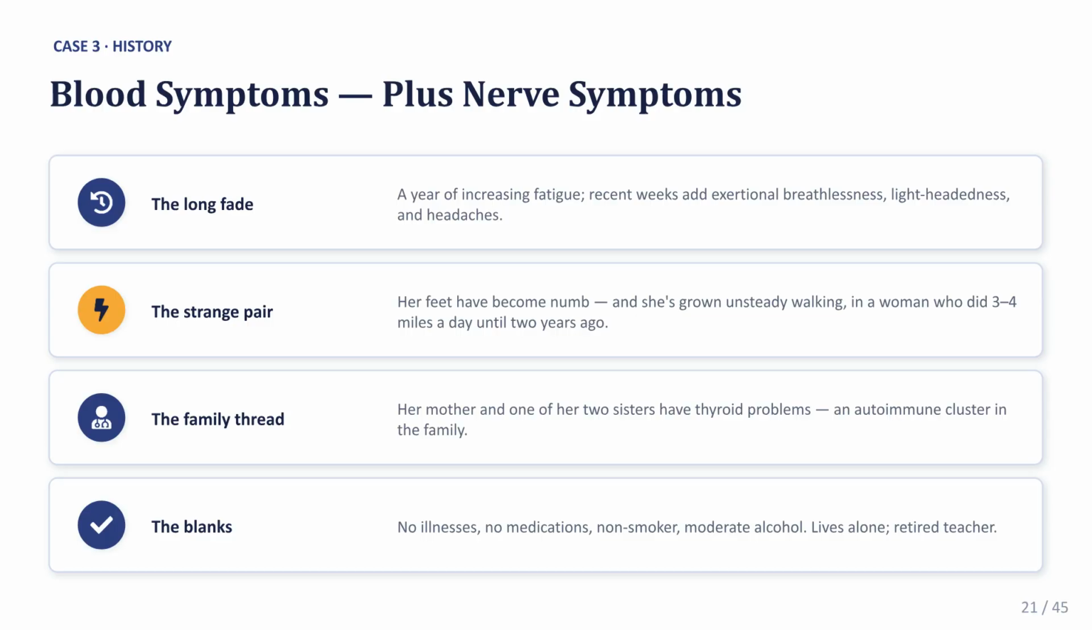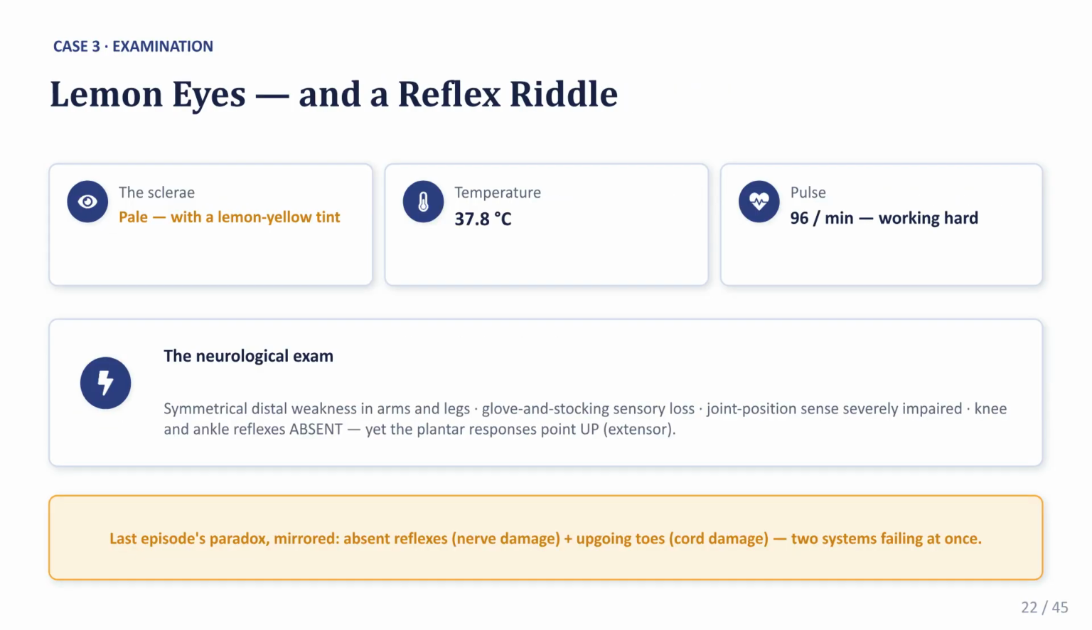Notably, there is a family history of thyroid autoimmunity. Autoimmune conditions often cluster together. These clues are essential for connecting her blood findings with her nerve symptoms. On examination, we see pale conjunctivae and a lemon-yellow tint to her sclerae.